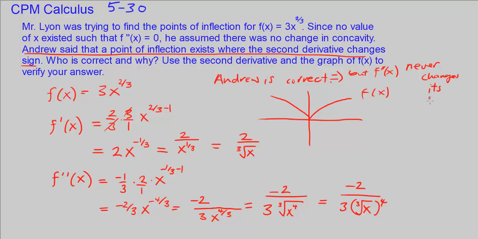If f double prime of x shows the concavity, and this is concave down, right? This is concave down. Well, this side is also concave down, right? These are both concave down, so there is no point of inflection. Andrew's correct in what he says, but it never changes its sign anyway. Right, so this ends CPM Calculus Chapter 5, number 30.